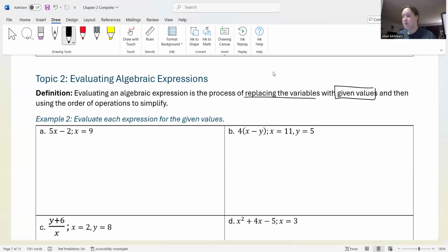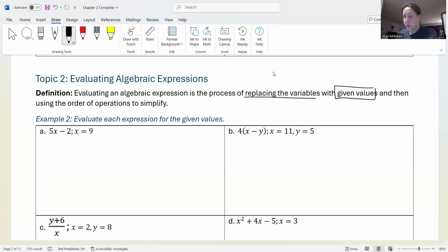For example 2, it says evaluate each expression for the given value. That's all we have to do here. When you're evaluating an algebraic expression, you're just going to get a final answer that is just a number. At the end of this process, you shouldn't have any variables left. You should simplify down to just one single value. For part A, we have the algebraic expression 5x minus 2, and then a semicolon and x equals 9. What this is really saying is evaluate 5x minus 2 when x equals 9. So what does 5x minus 2 equal in the event that x is exactly 9?